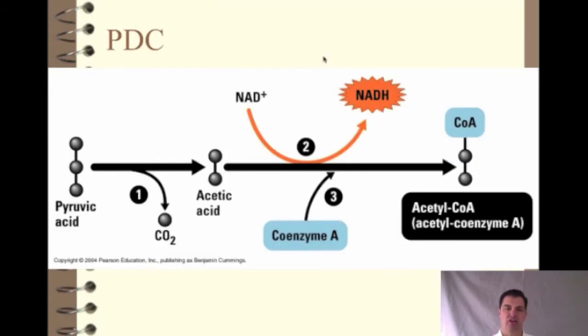Okay, so that's glycolysis. The next step is what we call the PDC, or the pyruvate dehydrogenase complex. And what's going to happen in this case is we're going to take that pyruvic acid. Okay, there's my pyruvic acid. We're going to break off, there's going to be an enzyme to break off one of these carbons here. And that's where my CO2, or one of the places I'm going to get CO2 coming out.